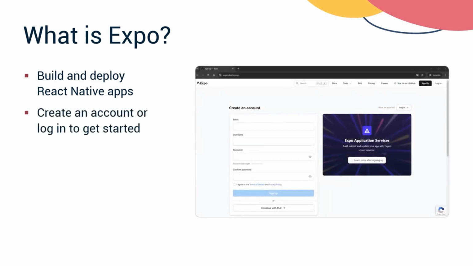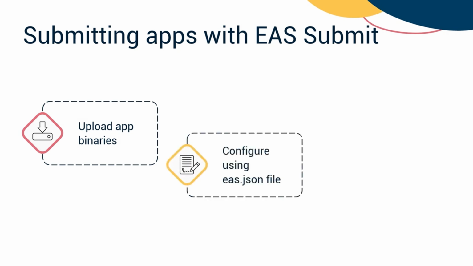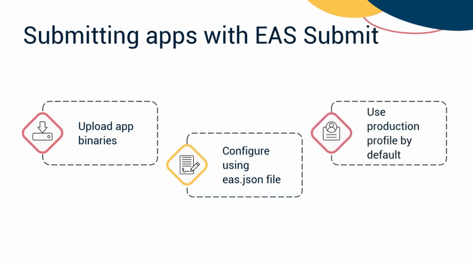You can create an Expo account, or log in if you already have one, to access the Expo dashboard and get started. EAS Submit is a cloud-based service from Expo designed to help you upload and submit app binaries to app stores like Google Play and the App Store. EAS Submit simplifies the app submission process, allowing you to configure it using an eas.json file for various environments such as macOS, Windows, and Linux. By default, EAS Submit will use the production profile unless another profile is specified in the eas.json file.